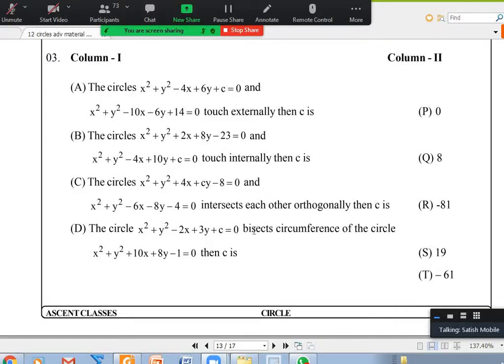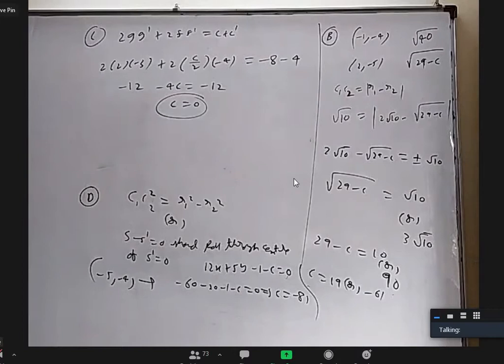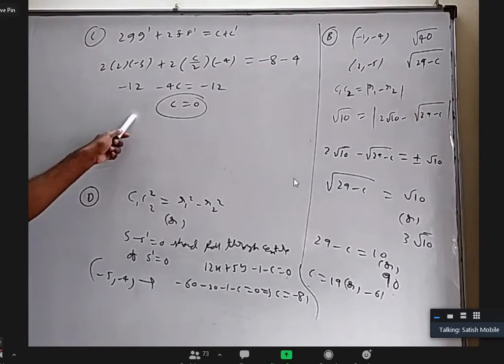1 comma minus 3, 1 comma minus 3 by 3. Anyway, I'm not doing it by the first method. I'm doing it by the second method. Okay, so this is for orthogonality.